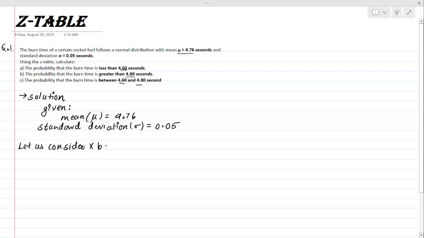Now let us consider x to be the variable representing the burning time.